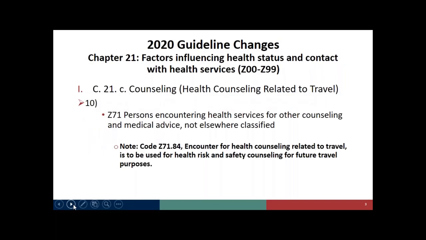Okay, so the next thing I wanted to go over with you all is, again, still in Chapter 21. This is where we have Z71, persons encountering health services for other counseling and medical advice not elsewhere classified. The note at the bottom is a code that is new for this year, Z71.84, encounter for health counseling related to travel. It is to be used for health risk and safety counseling for future travel purposes.